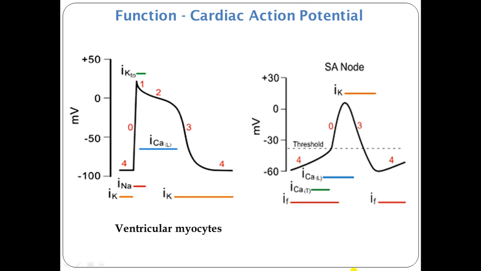The scenario is a little bit different in the SA node and AV node. Here in the SA node and AV node, the whole action potential is dependent on calcium instead of sodium ions. So here the calcium ion is there in phase 0 as well as phase 3, which is responsible for maintaining the automaticity of the cardiac SA node and AV node. We will be learning in detail about this action potential when we discuss the lectures on cardiac arrhythmia also.